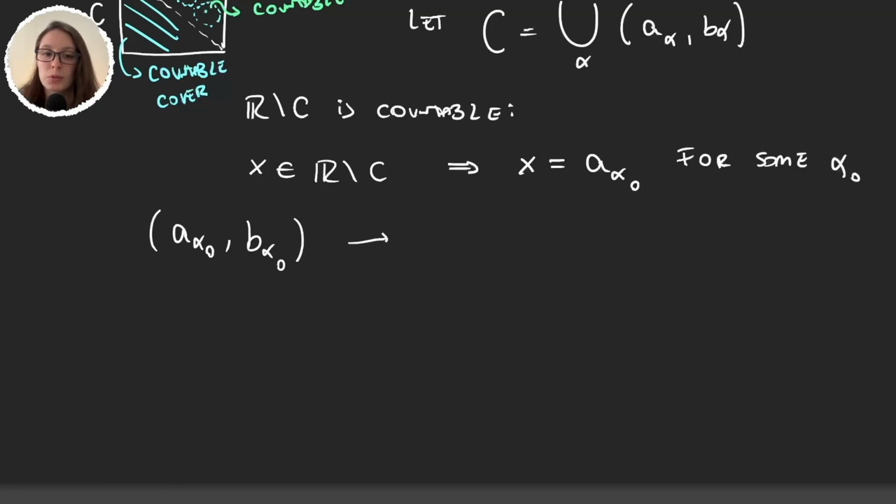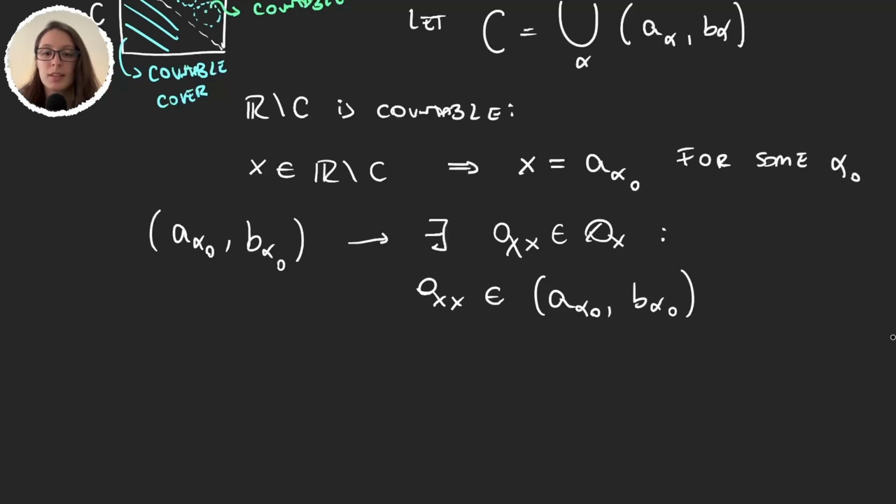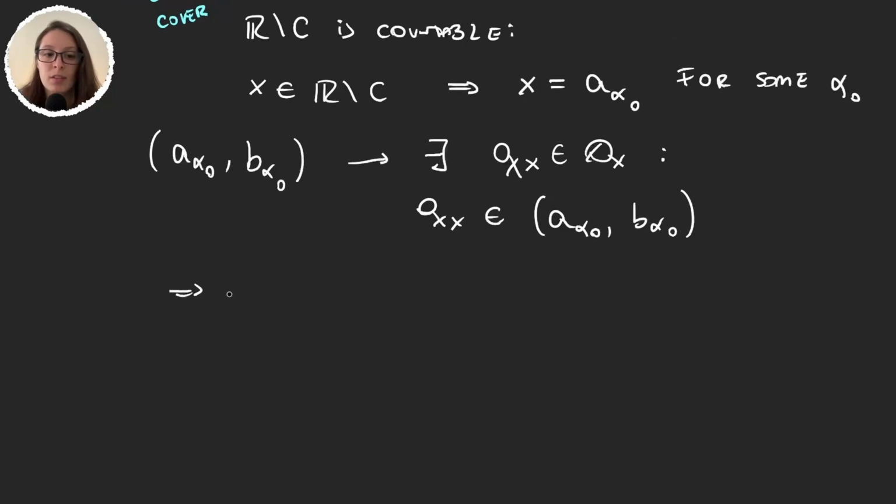And so, for this interval, there exists some rational number, Qx, that is contained in there. So Qx is an element in A alpha 0, B alpha 0. Then the interval A alpha 0 Qx, this is the open interval x Qx, is contained in this other one.